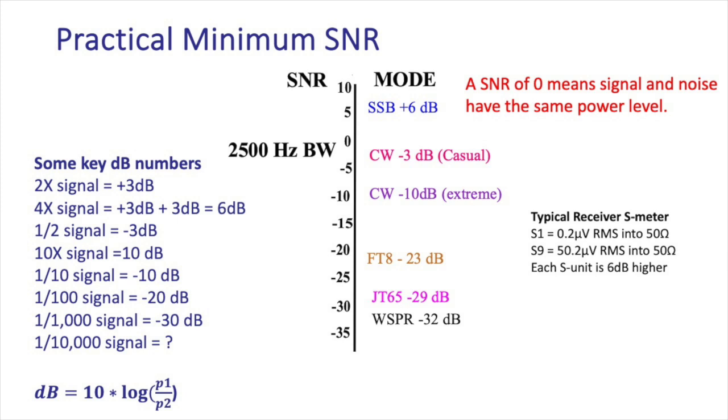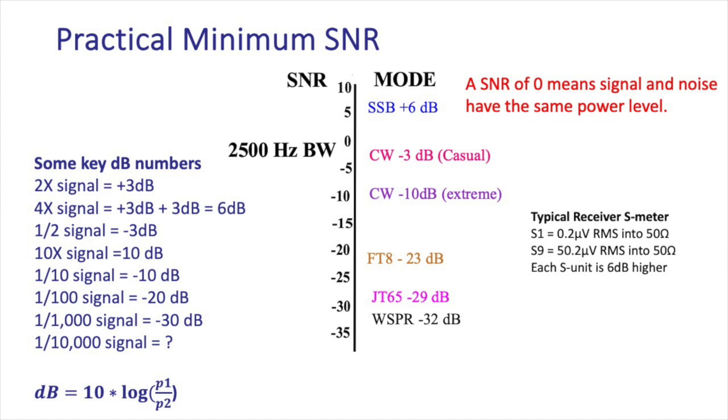So look on the right-hand side now. We see the typical minimum signal-to-noise ratios you need for various modes. Sideband requires a good signal. It's about 6 dB, or about 4 times the amount of noise. 0 dB means that the noise and the signal are exactly the same power level. CW, people can usually copy about minus 3 dB. So the CW signal could be half the power of the noise, and most people should be able to copy that.